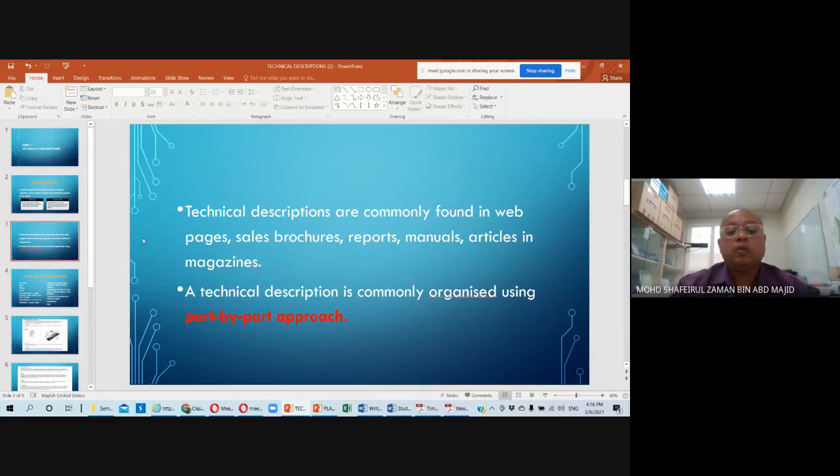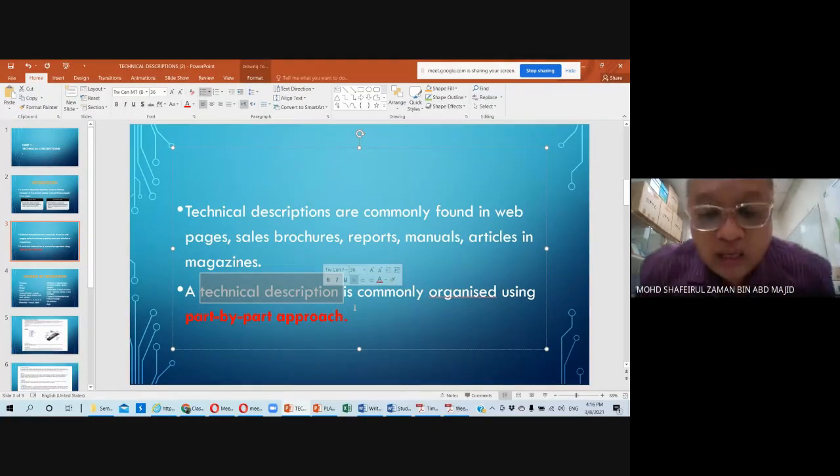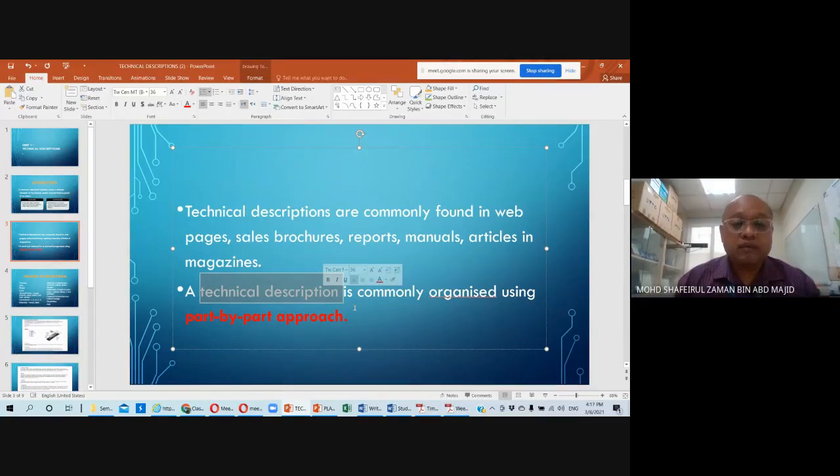And when you are describing a product in detail, or in technical aspect, you are actually using the part by part approach. So let's say a product consists of many parts. When you are describing the product, or the object, you are going to describe it according to the parts. Main parts: how many main parts are there? What are the sub parts? That is the approach that you're going to use when you are involved with technical description.